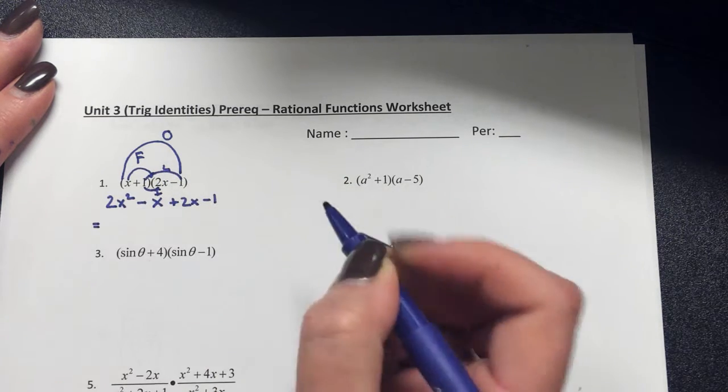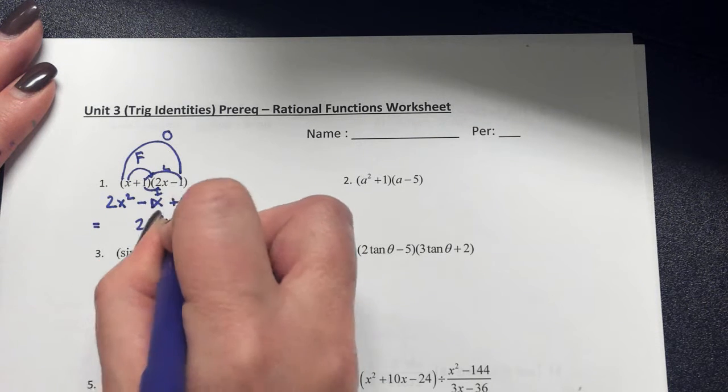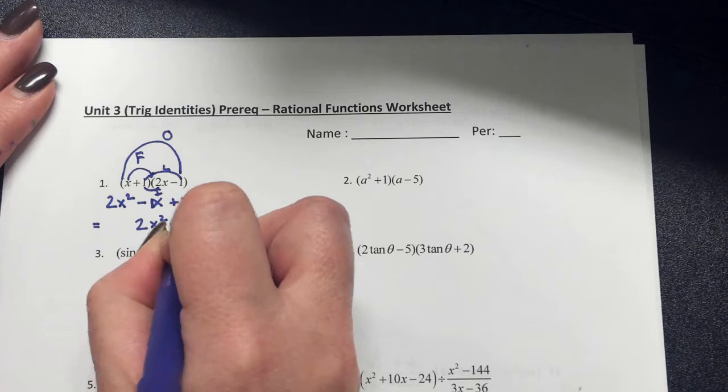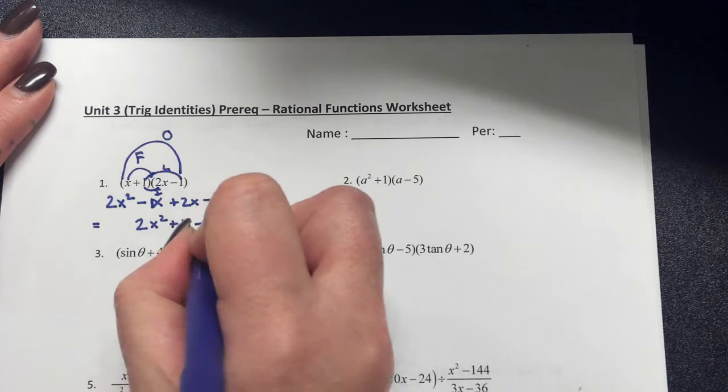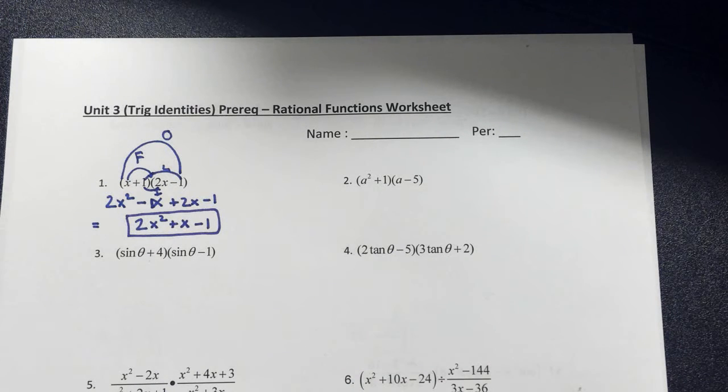And remember, you can combine like terms. That would give you a 2x squared minus a 1x plus 2x is a plus 1x. You don't have to write the 1. And then a -1. So that's how you can multiply two binomials together.